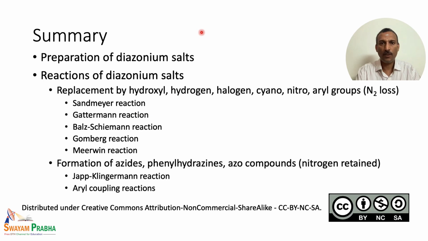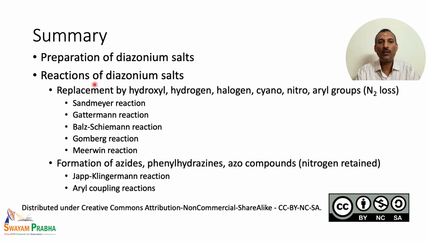Let us recap in the summary what we have seen so far. We have studied various methods of preparation of diazonium salts. Most of the reactions use nitrous acid as the major diazotizing agent, and amino compounds are converted to the corresponding diazonium salts by treatment with nitrous acid, which is formed by the reaction of sodium nitrite and mineral acids.